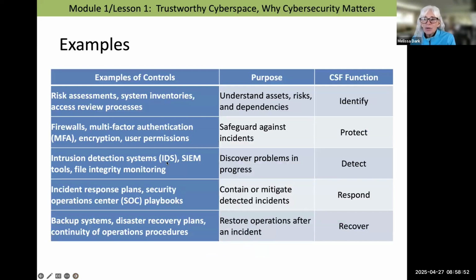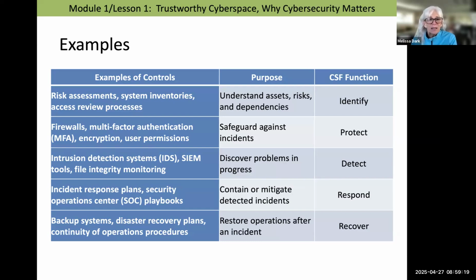So this is the table that is meant to foreshadow some of what you're going to learn throughout the course. And you aren't going to necessarily learn it in the order that this is presented here. So if we start in the far right-hand column, which is identify, the purpose of identify is to understand assets, risks, dependencies. We just talked about that, right?